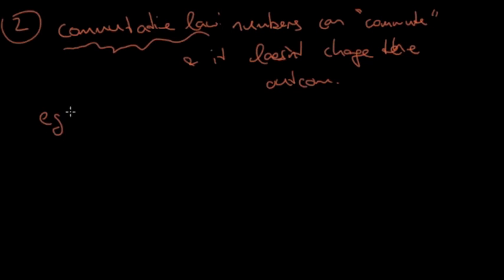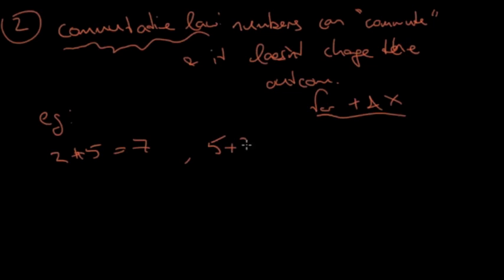Commutative law. This is only for addition and multiplication. For example, if we've just got 2 plus 5, what does that equal? It equals 7. Alternatively, the 5 could commute over to where the 2 is, and the 2 could commute, traveling around, and we still have 7. And similarly, 2 times 5 is obviously 10, and 5 times 2 is still 10.